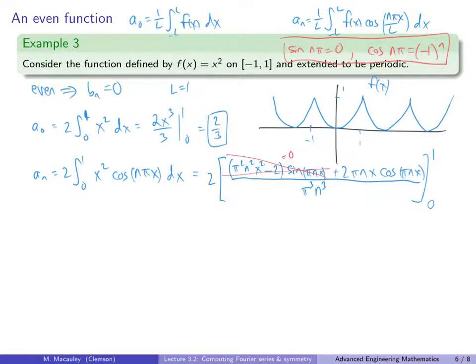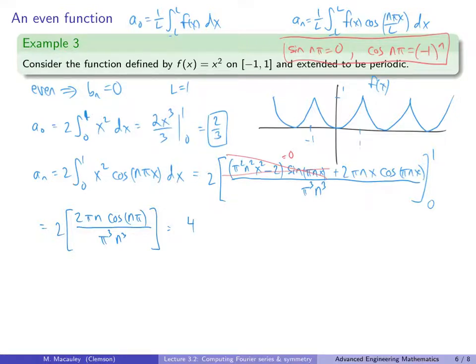Now, the second term, when I plug 0 in for x, that goes away as well. So the only non-zero thing I'm going to get is when I plug 1 into this term up here. If we do that, we get 2, that's already outside, times 2 pi n cosine of n pi, I still like writing n first, divided by pi cubed n cubed. And if we simplify this, we get 4.